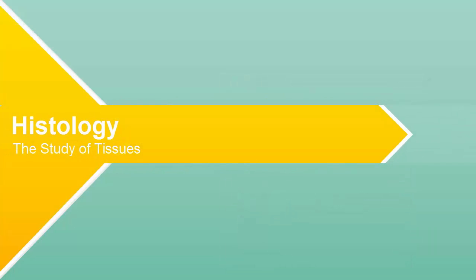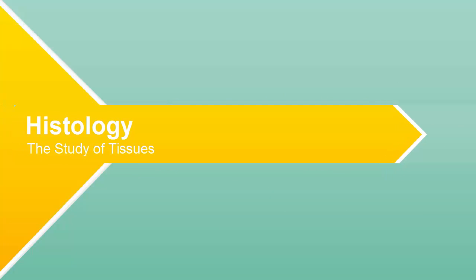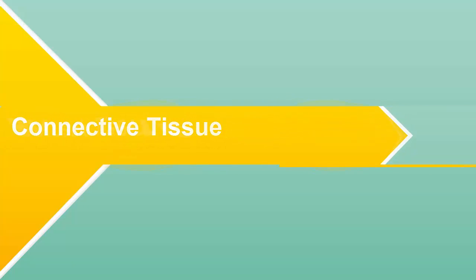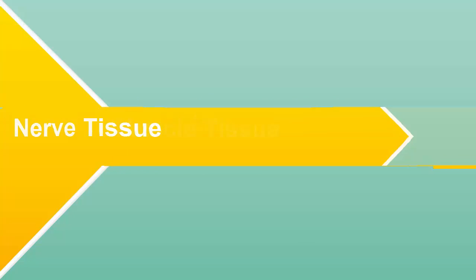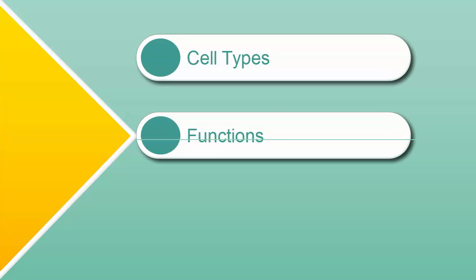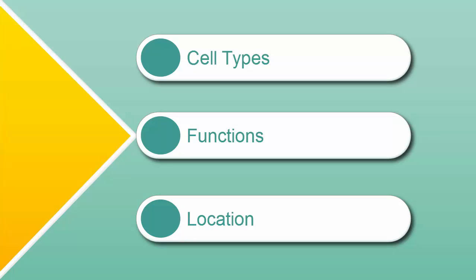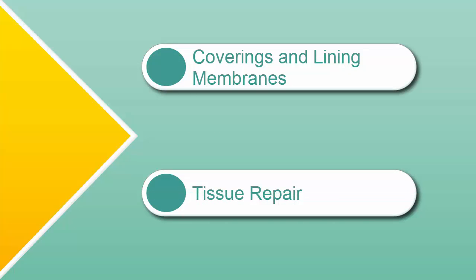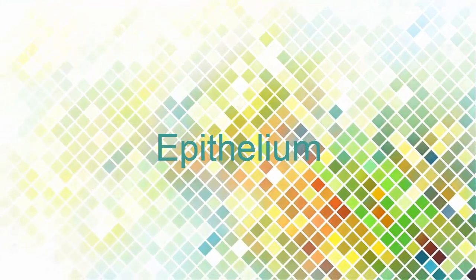In Chapter 4, we will be studying one of my favorite subjects, histology. Histology is the study of the tissues that make up our body. There are 4 tissue types in the body: the epithelium, connective tissue, muscle, and nerve. You'll be asked to know some basic information about these tissues, including the types of cells that make it up, their functions, and where they are located in the body. We will also be learning more about the membranes of the body, and we will begin to learn the basics of tissue repair. So let us now begin our study with the epithelium.